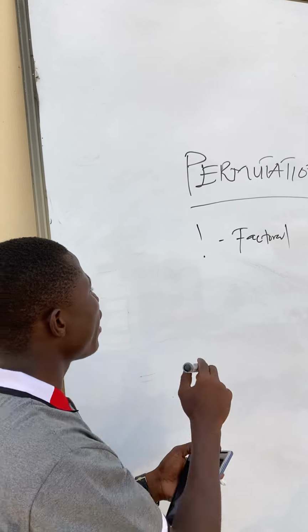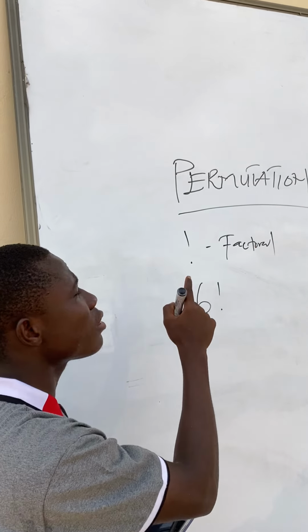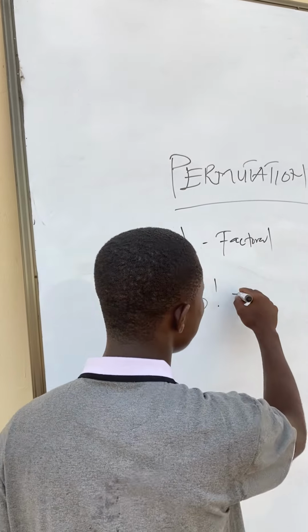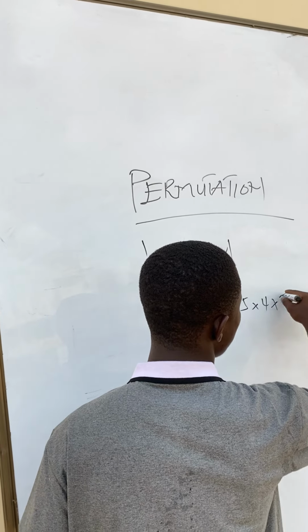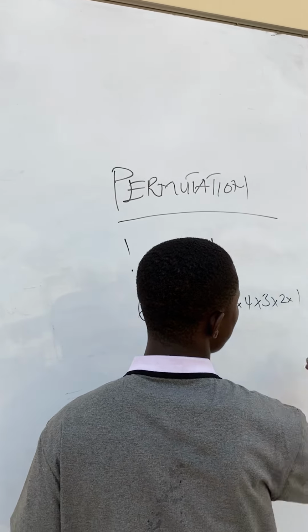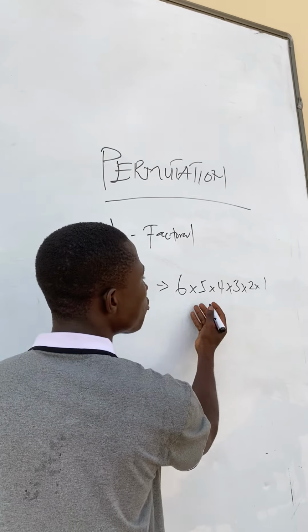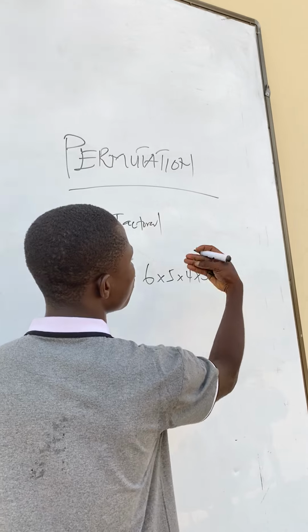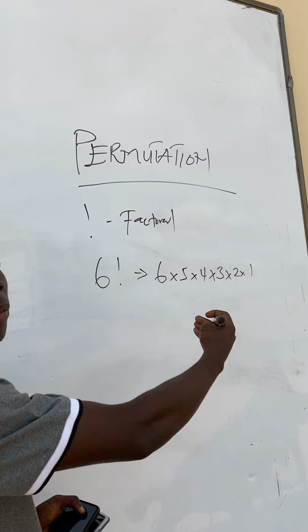So if I wrote 6 factorial under permutations where there's an order, it means 6 times 5 times 4 times 3 times 2 times 1. That is order. So from 6 we move on to 5, to 4, to 3, to 2 and to 1. That's an orderly arrangement of objects.